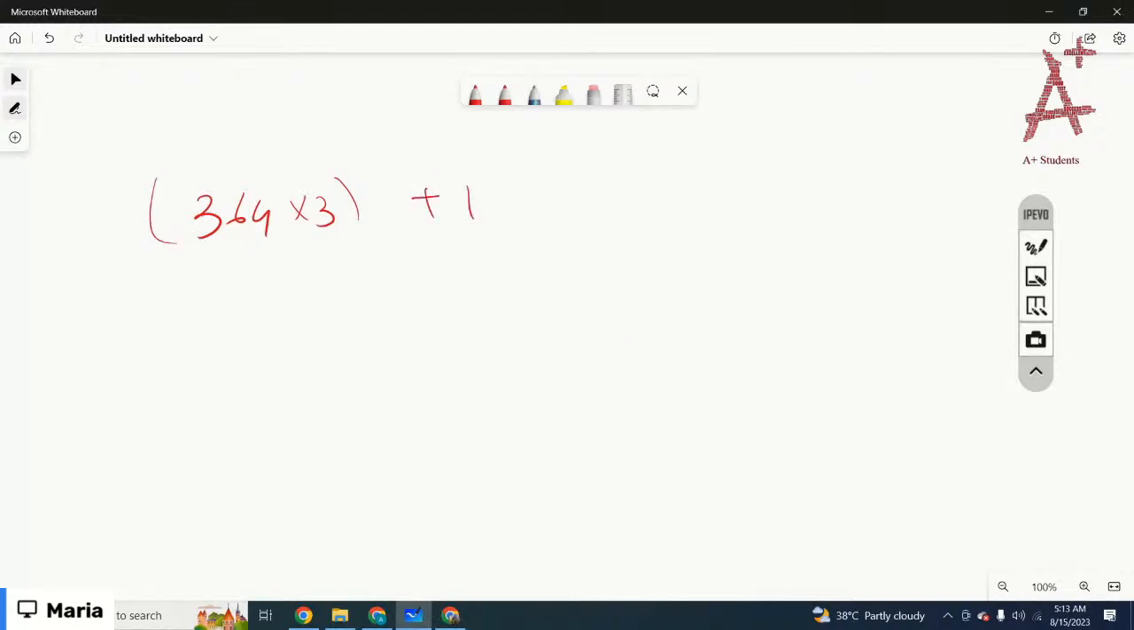364 times 3, that is 1092, and you have to add 1, so that equals 1093. The correct option is 1093.